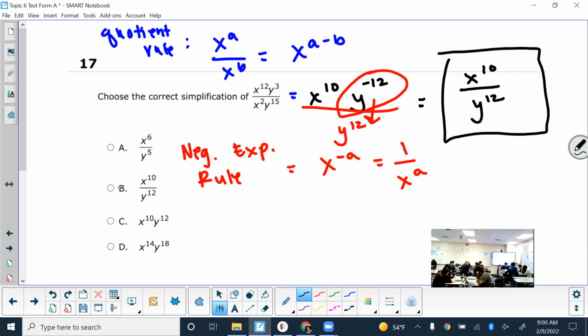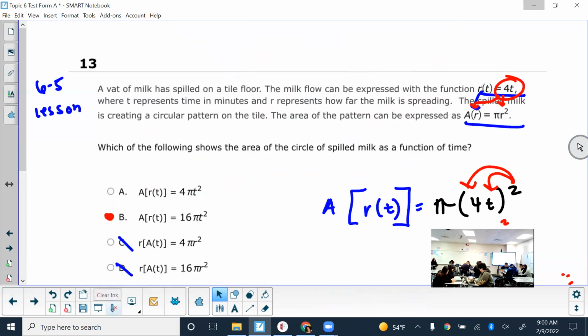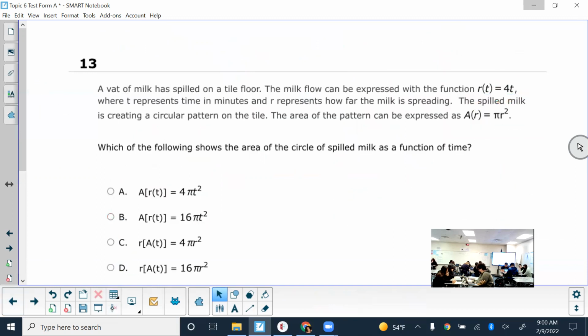So questions on 17. All right, any others? Matthew? 13. All right, so this one's a good one. That's why we gave you this on the 6-5 exit ticket, or not necessarily this one, but we gave you a word problem because this is from the 6-5 lesson.